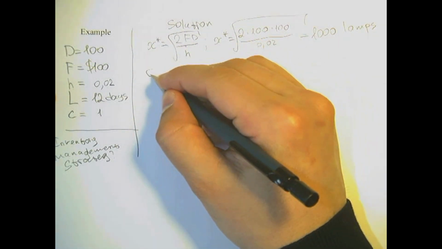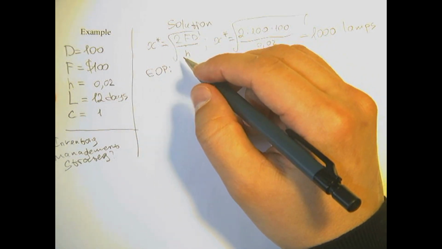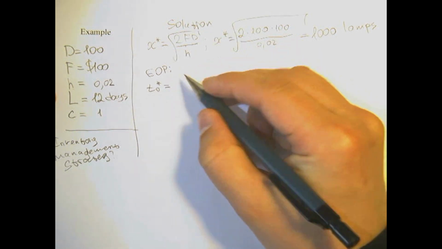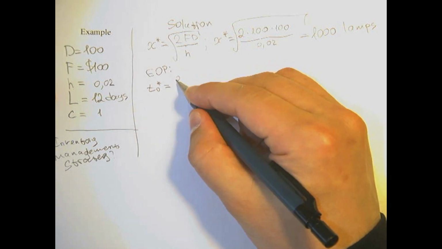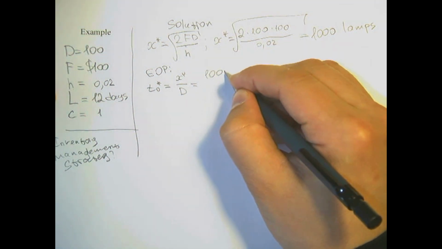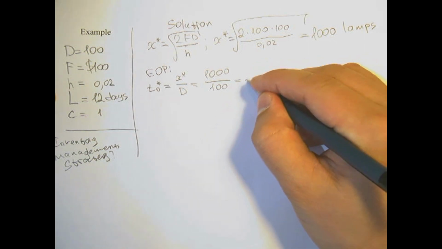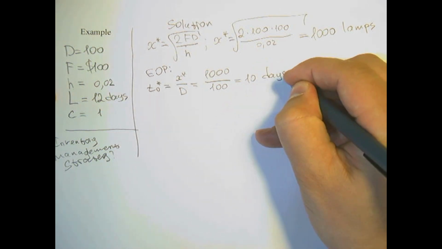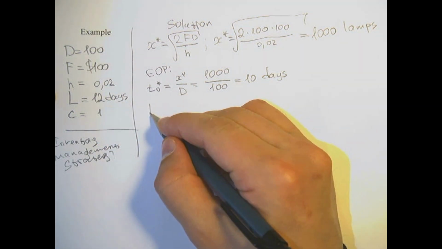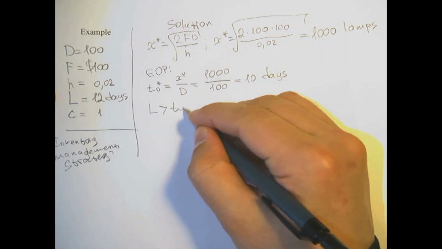Also, let's consider what is the economic order period. To calculate the economic order period, we should find T0 star by the formula X star over D, and it is 1000 lamps over D, 100, it is 10 days. So as we can see, lead time is 12 days, but economic order period is only 10 days.